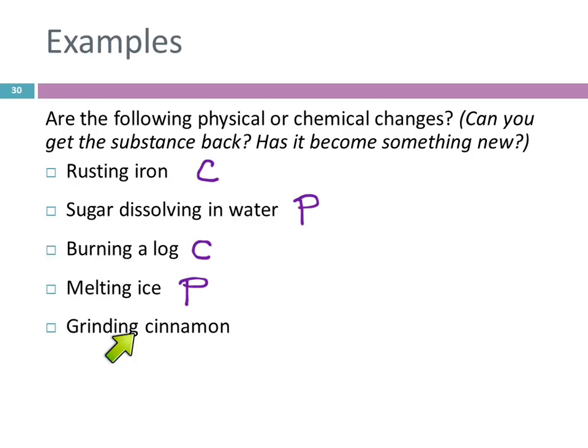How about grinding cinnamon? That's physical. Cinnamon, you can see cinnamon sticks, and it's the bark of a plant. And ground cinnamon, you just take that bark and you grind it up into smaller pieces. The pieces are smaller, but they're still cinnamon, so that's a physical change. Any questions about those? On an exam question, I'll try to give you ones that are fairly obvious. Some of these questions can be a little iffy, especially for students who don't have a lot of science knowledge, so I'll try not to trick you.